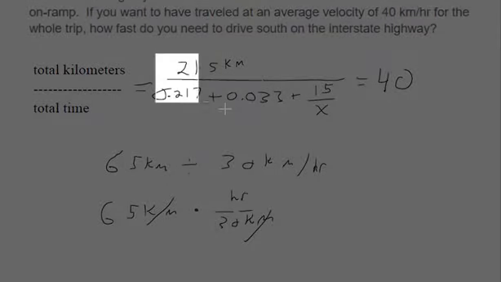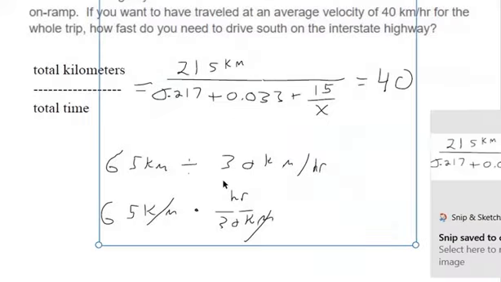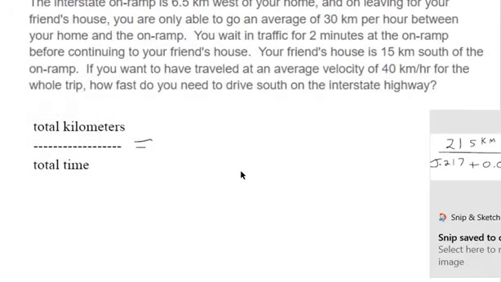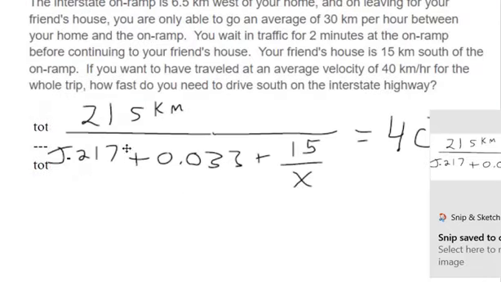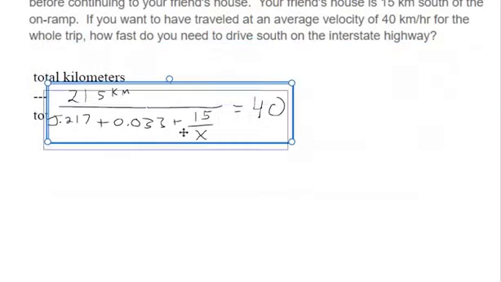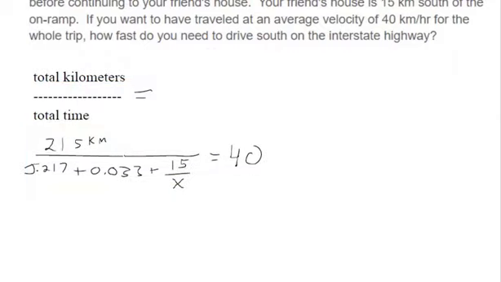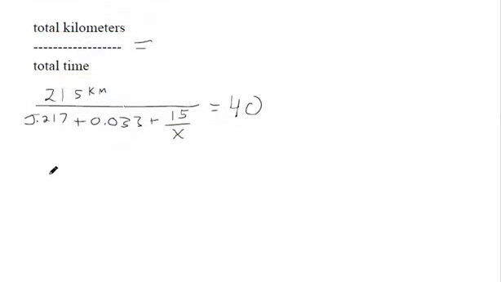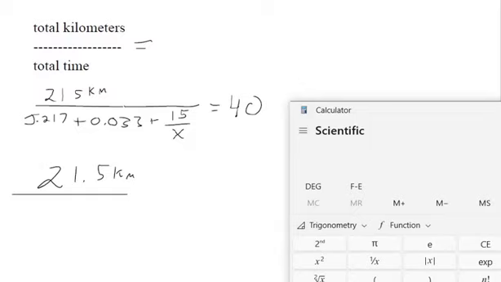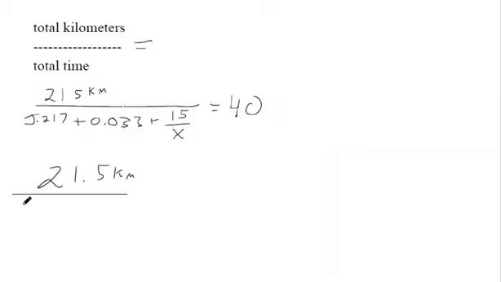Quickest way will probably be to copy this, get rid of this. Oops. There we go. Okay. So the first thing I'm going to do is I'm going to add these two numbers in the bottom. That'll make it a little easier. So we got 21.5 kilometers in the numerator, and in the denominator, 0.217 plus 0.033, so that's 0.25.